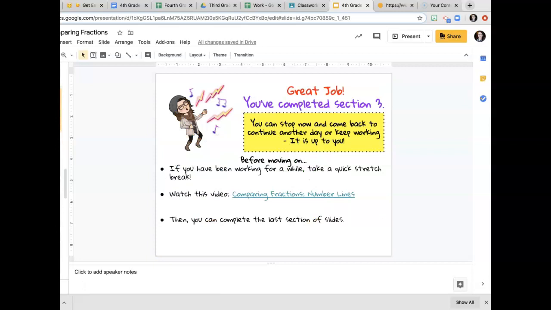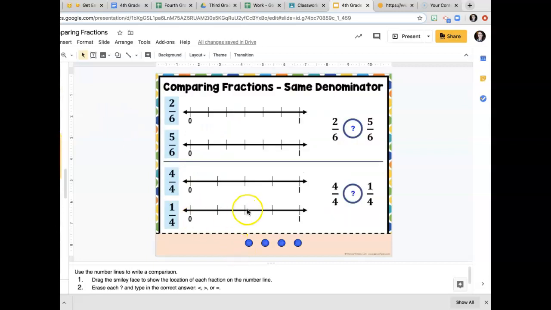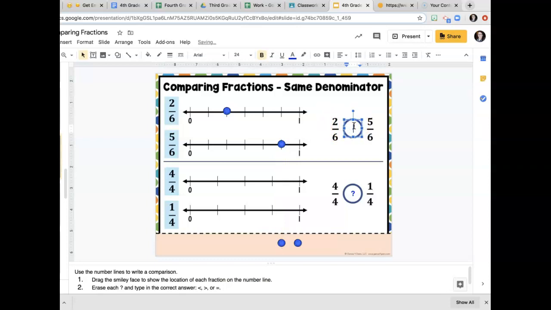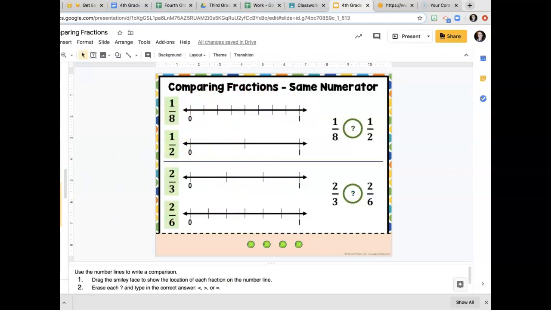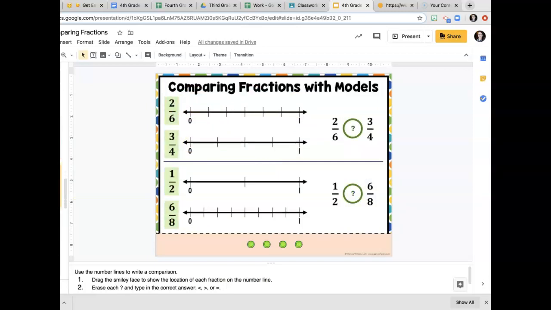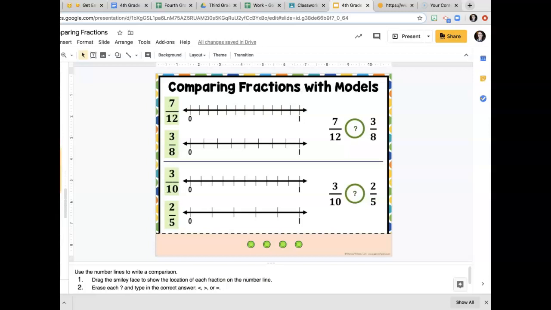Review if you need it, then some number lines. First thing you're going to do is plot the numbers. 1, 2, 5/6. 2/6 is less than 5/6. So I dragged the points up and then compared in the circle. I already partitioned these number lines for you. Same thing here, here, here.